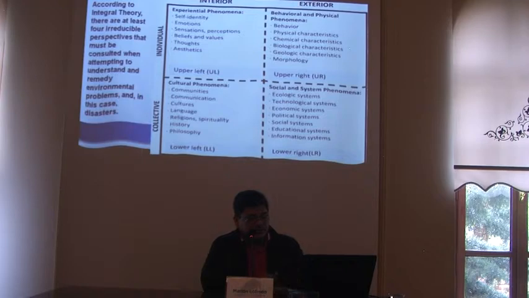And then below, the lower left, you have cultural phenomena like communities. What kind of communities are you responding to? These communities have their own cultural peculiarities or unique cultural practices and views. Communication, cultures, language, religion, spirituality, history, and philosophy. And then lower right, you have social and system phenomena. Ecologic systems, technological systems, economic systems, political systems, social systems, education and information.